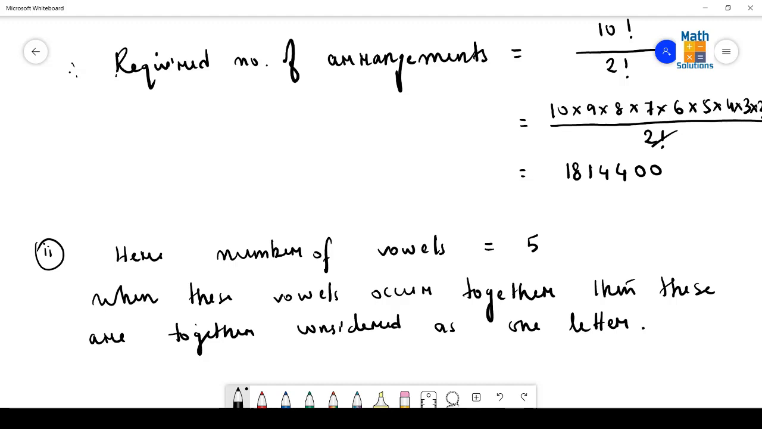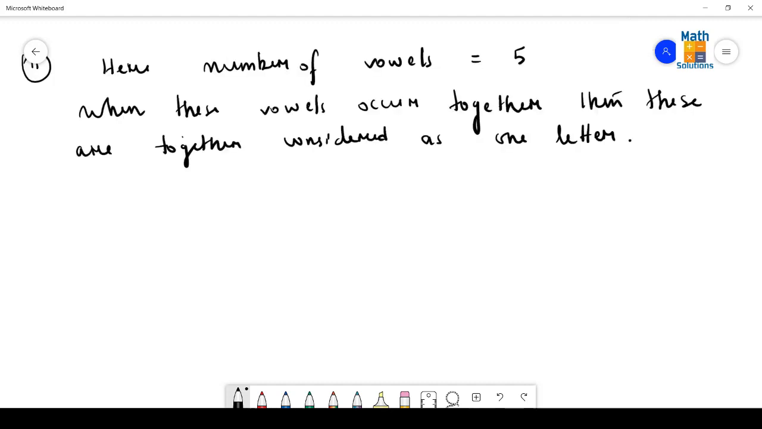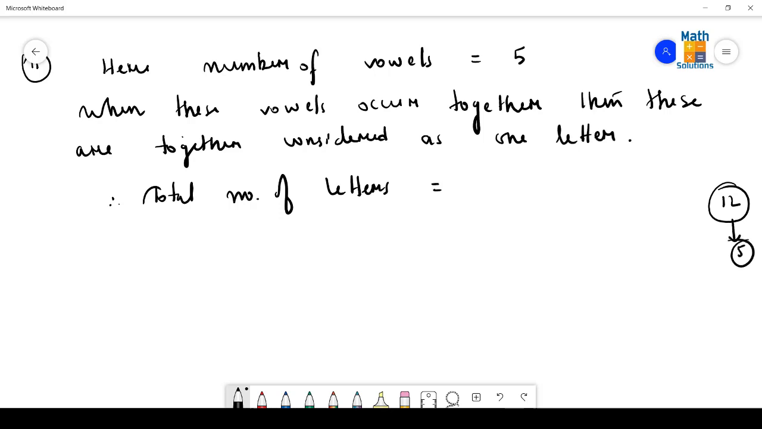Therefore, total number of letters become, in total we had 12 number of letters, yes or no? In total we had 12 number of letters, and out of this we are getting 5 vowels. So if we consider this as single letter, so of course we have to subtract 5 from 12 and again add 1. So it will be 12 minus 5, the result will be 7. With 7, this single letter I have to add, and that will become 8. So here I find 8 number of letters in total.